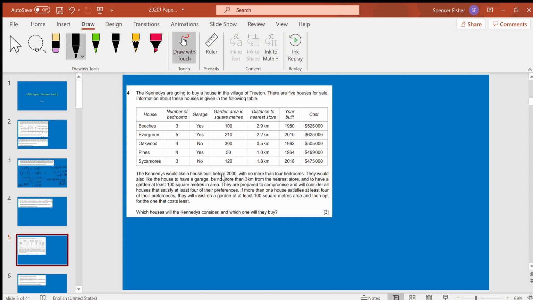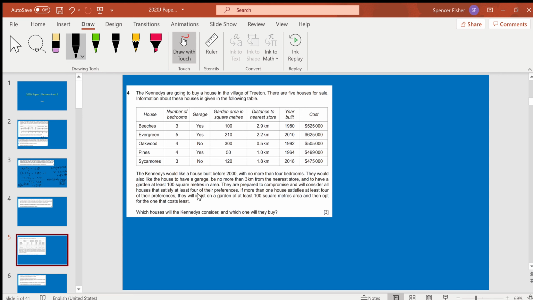The Kennedys would like a house built before 2000 with no more than 4 bedrooms. They would also like a house to have a garage. These are all these specifications. They're prepared to compromise and will consider all houses that satisfy at least 4 of their preferences. At this point, we don't necessarily remember what they said in the first couple of sentences, but now we get the key piece of information that's going to help us. So what we're going to do is highlight all of the preferences throughout here, see what matches up, and then go back and count to see which ones have at least 4 of the preferences.